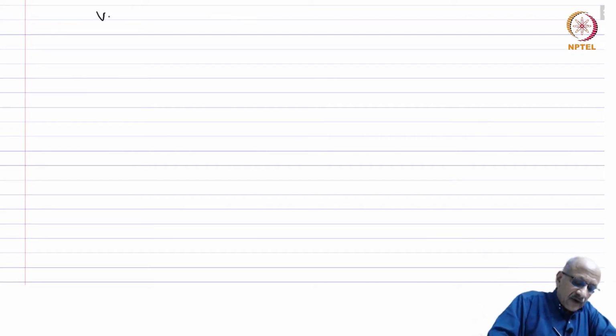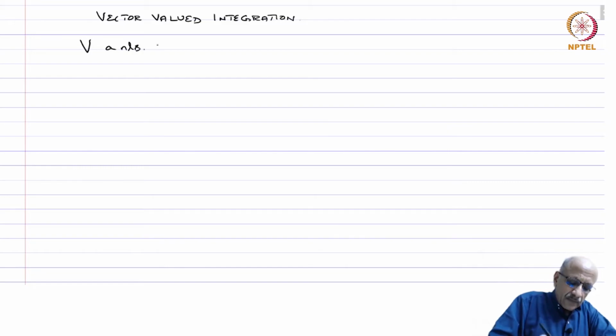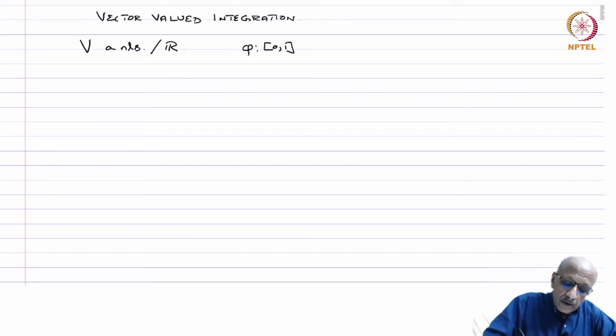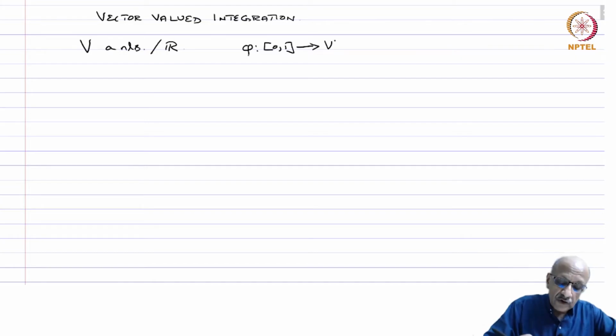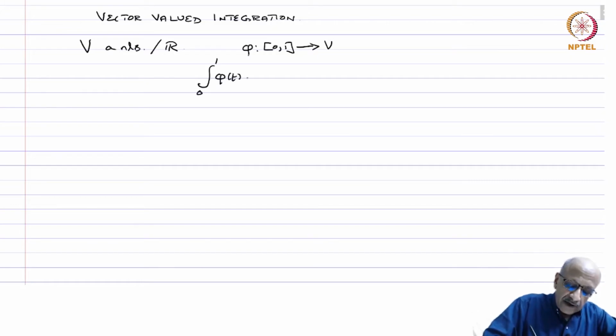Now we will discuss vector valued integration. So let V be a normed linear space, we will discuss over R, and let us take phi from, say, [0, 1] to V, a given function. We will talk of continuous functions, but let's say. So we want to give a meaning to this expression, the integral from 0 to 1 of phi(t) dt.